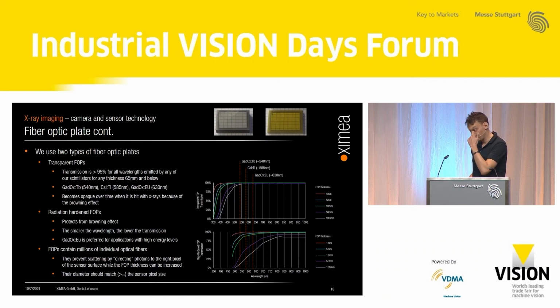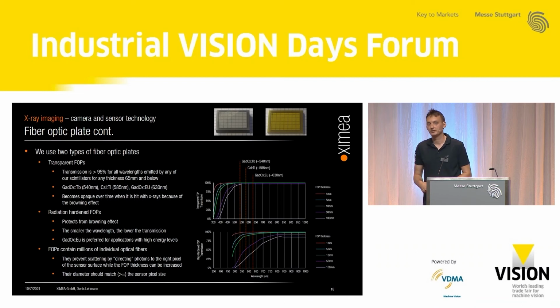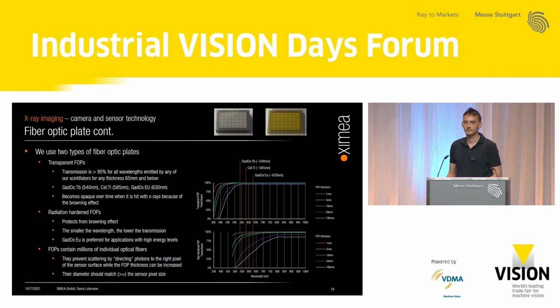To prevent this, we are using radiation-hardened fiber optic plates. But this has a disadvantage, as you can see in the graph below, because the transmission is not as good as for transparent glass. And the transmission gets better the higher the wavelength is. And that's one of the reasons why we're now using the europium-doped GADOX for the newer cameras, because the transmission is just way higher.